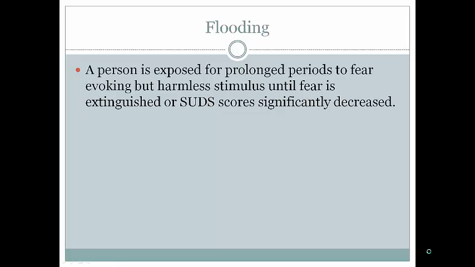Flooding is where a person is exposed for prolonged periods of time to fear-evoking but harmless stimuli until the fear is extinguished or the SUD scores significantly decrease. So this would be like, if somebody has a fear of spiders, there's that Fear Factor show, where they had people immersed in different things.